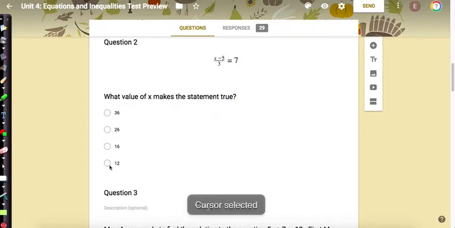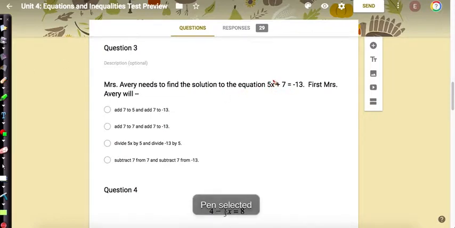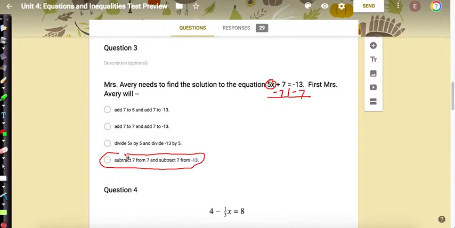Okay, let's move on to question 3. It says Mrs. Avery needs to find the solution to the equation 5x plus 7 equals negative 13. What will Mrs. Avery's first step be? If I was solving this question, I would just solve it and see what the first step would be. The opposite of adding 7 would be subtracting 7. Since I don't actually have to get an answer, I would stop there. So which choice should we have picked? Choice D. Did you choose choice D?